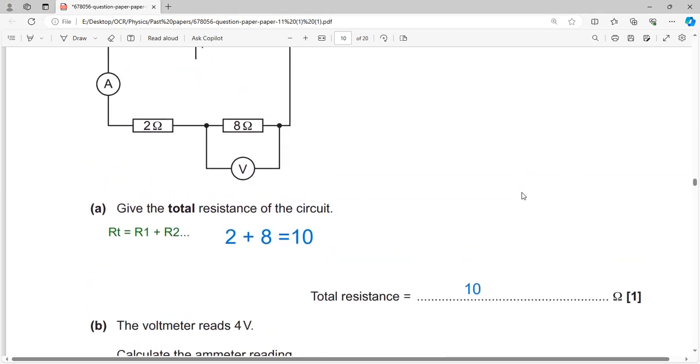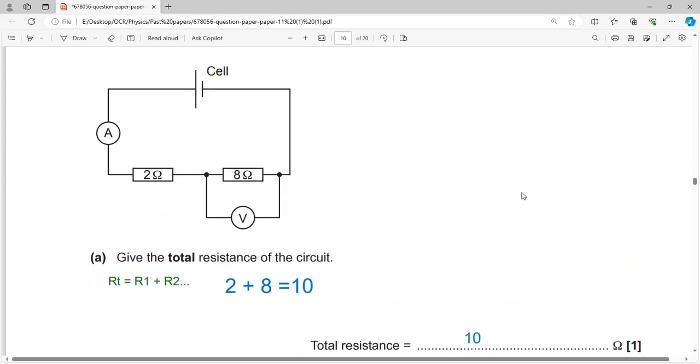Now, the first question about the circuit is to give the total resistance of the circuit. So what is the total resistance of the circuit?